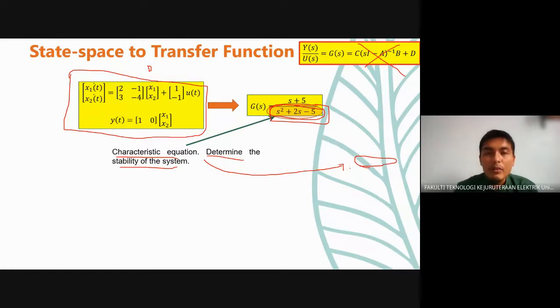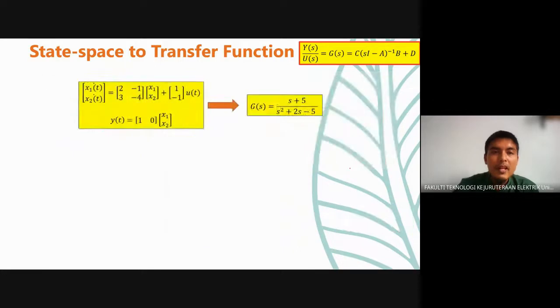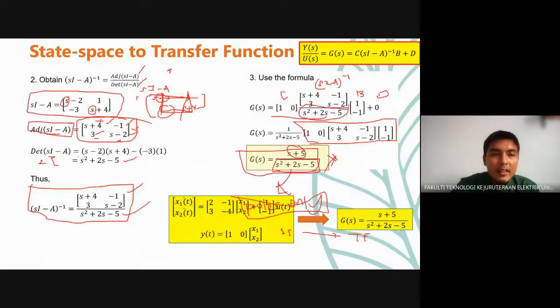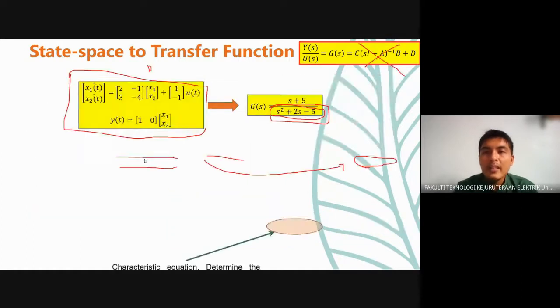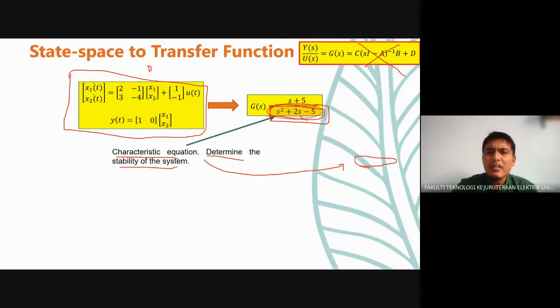So what you need to do, according to the previous slide, s squared plus 2s minus 5 is contributed by the determinant of sI minus A only. So in this case, you do not need to calculate the adjoint, you do not need to plug in the formula in order to obtain the stability of the system. You just calculate the determinant of sI minus A only. So this is the characteristic equation that determines the stability of the system, generated by the determinant of sI minus A.